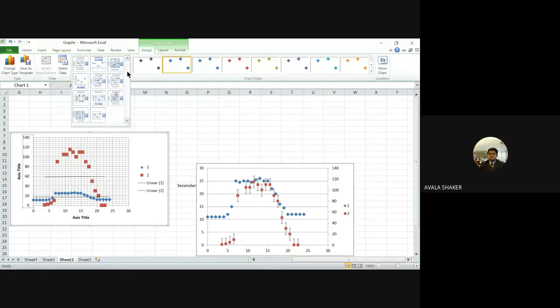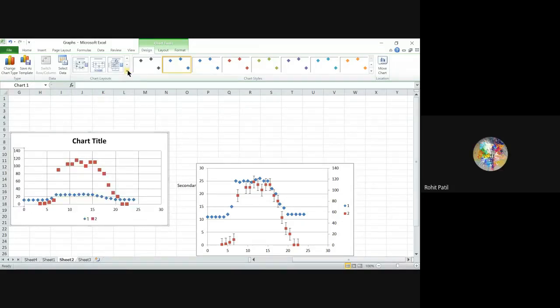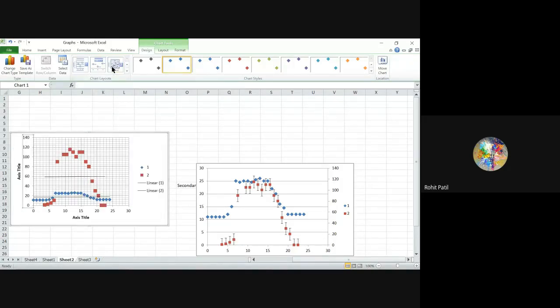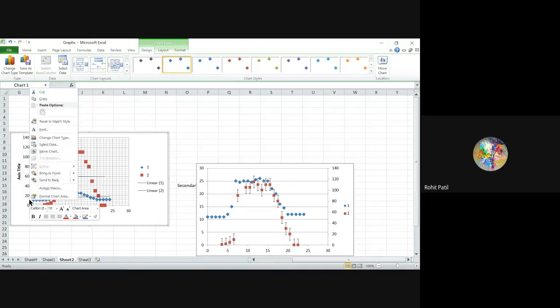Chart layouts. Sir, it's in chart tools, design, change chart type. Then there is combo, and in that combo there is the secondary axis option.